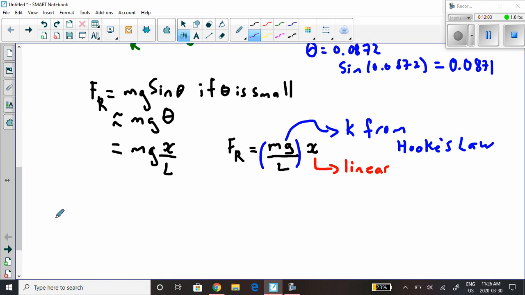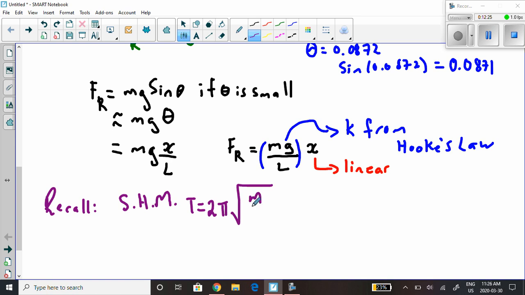Now, just to wrap things up, I want you to recall something. We already learned from simple harmonic motion that the period of an object undergoing simple harmonic motion, known as a simple harmonic oscillator, is equal to 2 pi times the root of m over k, where m is the mass of the object moving, be it at the end of a spring or the mass at the end of a pendulum, divided by k, which is the restoring force constant.